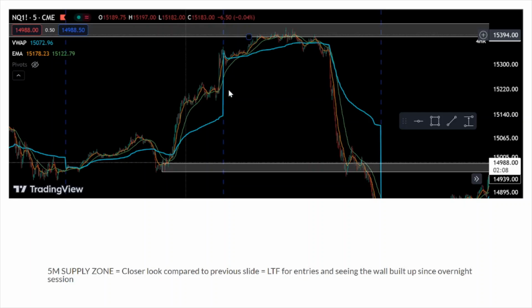So let's go ahead and go into this 5-minute supply zone, a closer look compared to the previous slide. I use the lower time frame, such as the 5 or the 15, even the 3-minute for my entry. And with my entry, you can actually see intraday very clearly that a wall is being built up here since the overnight session. So here we are, from the 3 p.m. Pacific Standard Time open of the market, we pushed into this zone. We kept on consolidating. We had a very large wall, could never break through. Market open, we fell short of VWAP, came back up to do a retest back in the same 4-hour zone, just didn't have enough gas.